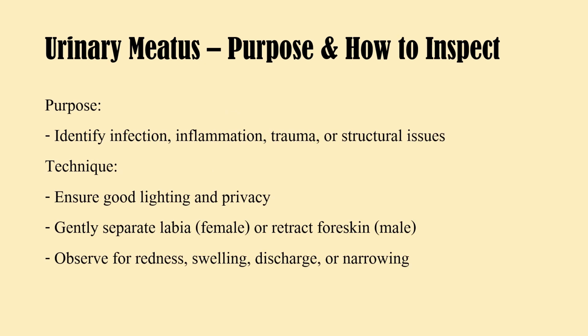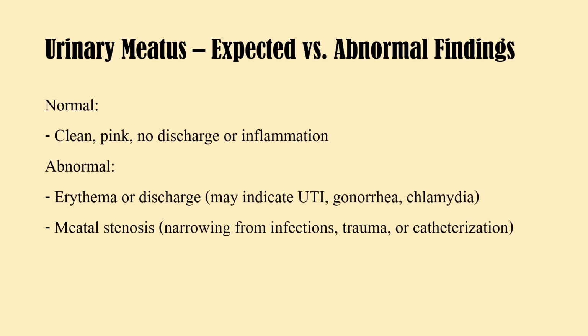Next, the urinary meatus is inspected. This procedure aims to detect infection, inflammation, or structural problems by gently separating the labia in females or retracting the foreskin in males, noting any redness, swelling, or discharge. Recognizing normal meatal findings as clean and pink with no discharge is essential. In contrast, erythema, unusual discharge, or meatal stenosis may suggest infections like gonorrhea or chlamydia, or even trauma related complications.